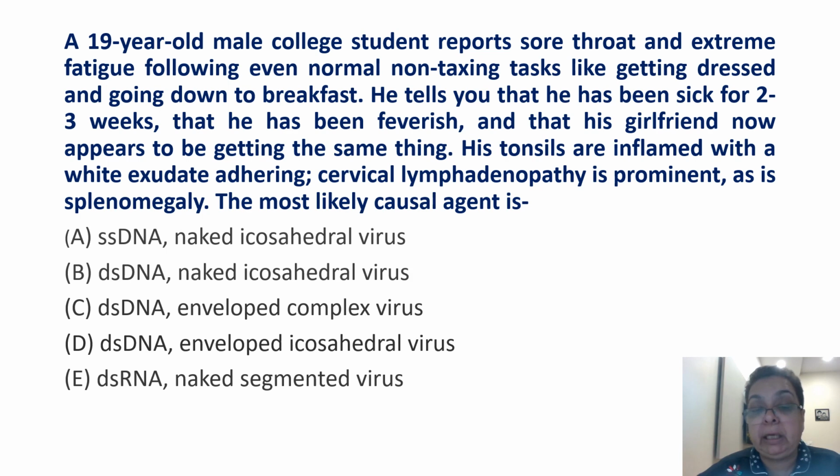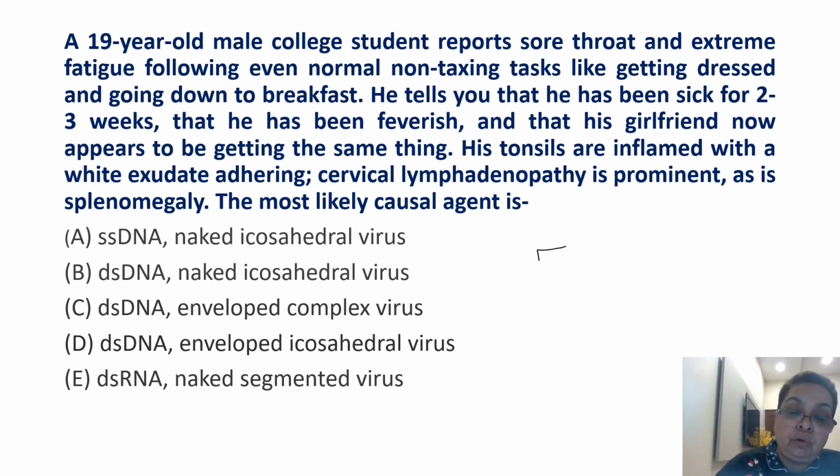A 19-year-old male college student reports sore throat and fatigue following even normal non-taxing tasks like getting dressed and going down to breakfast. He tells you that he has been sick for 2 to 3 weeks, he has been feverish, and that his girlfriend now also appears to be getting the same thing. His tonsils are inflamed with a white exudate adhering, and cervical lymphadenopathy is prominent, and he has splenomegaly. So again, the same thing, infectious mononucleosis. What is the most likely causal agent?